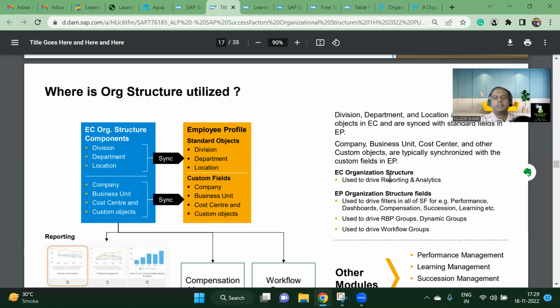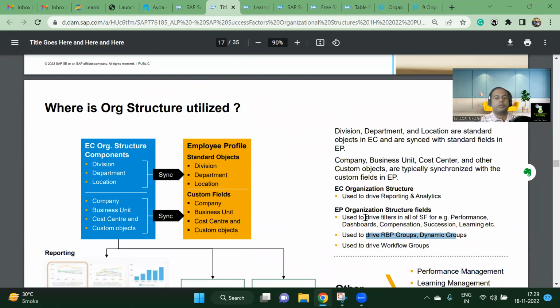Here you can see that your EC org structure will always be used for any kind of reporting and analytics. And the EP organization structure will be used to drive any kind of RBP groups or dynamic groups, or any kind of workflow groups, right? In those cases, you have to find out from there, right? And inside your EP organization structure, you'll find a dashboard, compensation, for you to filter. You can apply those filters to understand those structural fields, right? This is something you have to understand.